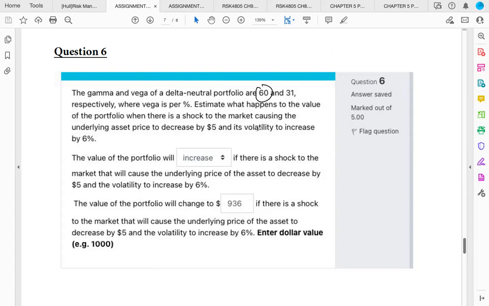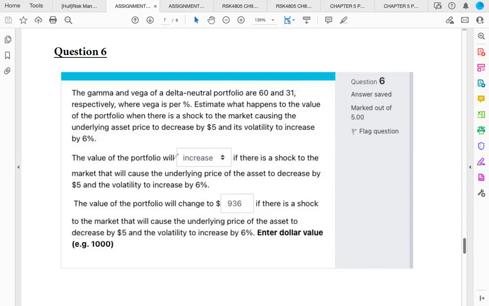Gamma, remember, measures the change in the value of our delta for changes in the prices of the underlying. And vega measures the change in the value of our portfolio for changes in volatility. So in this case, our portfolio is delta neutral. So we're assuming that small changes in the price of the underlying are not going to affect the value of our portfolio based on delta. However, this change in the value of the underlying is going to affect our delta. Our delta is going to change based on the gamma value that we have. And also this change of 6% in volatility is going to affect the value of our portfolio based on the vega value that we have. So we want to actually calculate what the change in the value of the portfolio will be.